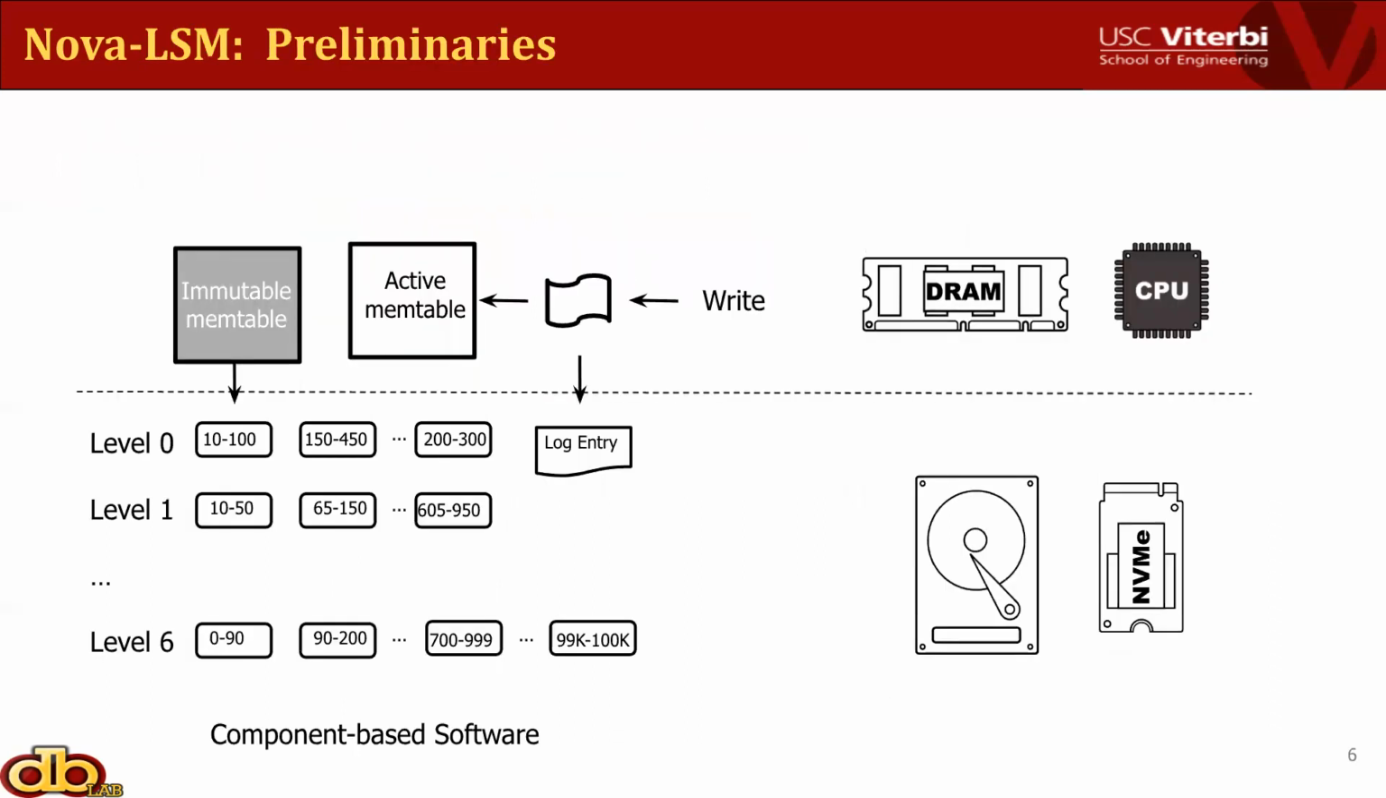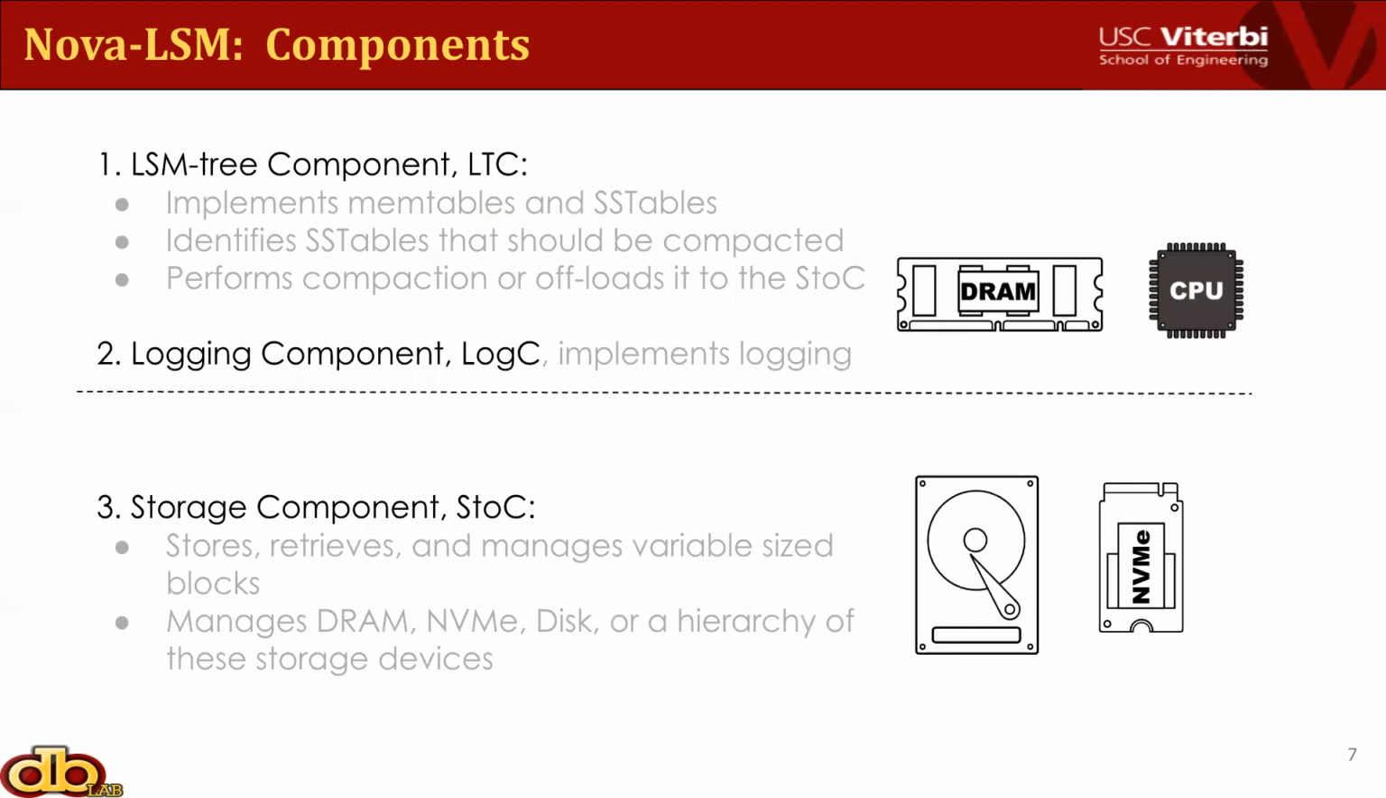Nova LSM disaggregates the monolithic implementation of an LSM tree to facilitate a hardware-software co-design. The idea is for the software that manages storage to run on the hardware that is optimized for data storage, and run the software that manages processing on hardware optimized for processing. Nova LSM disaggregates the software architecture of an LSM tree key-value store into an LSM tree component, a logging component, and a storage component.